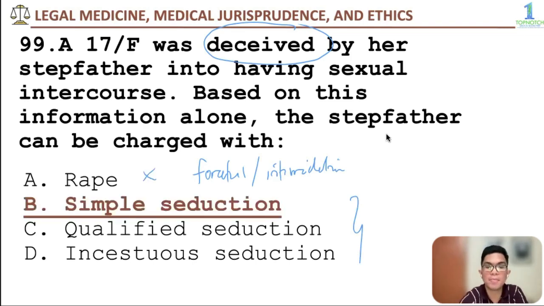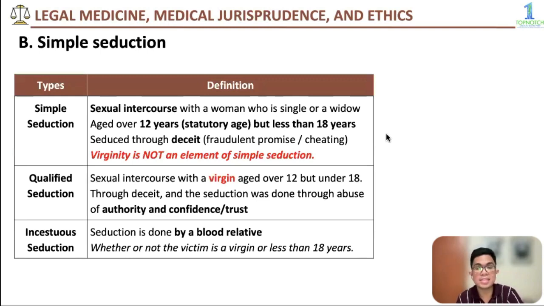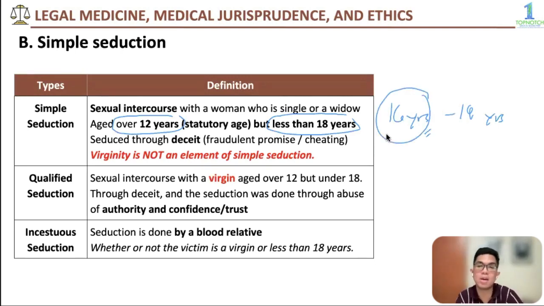So let's discuss why. So seduction is the act of sexual intercourse with a woman who is single or widow and is age over 12 years but less than 18 years. So ngayon binago na ata, no? Just note na parang 16 years to 18 na, kasi sex below 16 years is already considered statutory rape. Pero baka hindi pa updated yung Board of Medicine, kaya note lang na 12 yung dating definition. And there's seduction through deceit. So there's a fraudulent promise or cheating. So niloko mo basically, parang ganun.